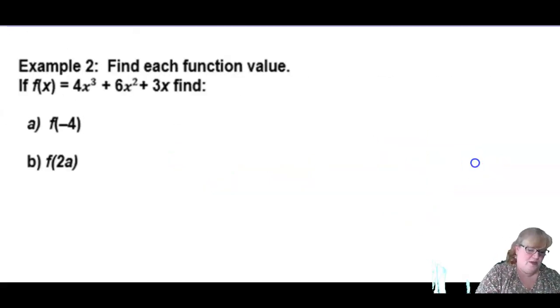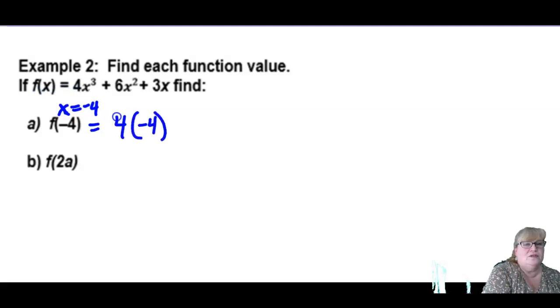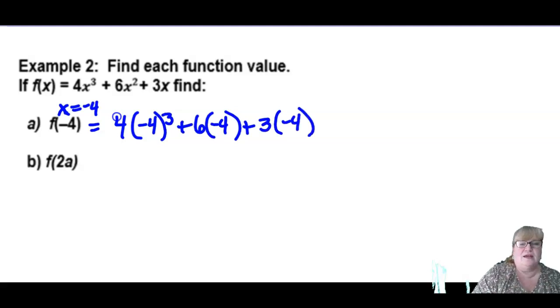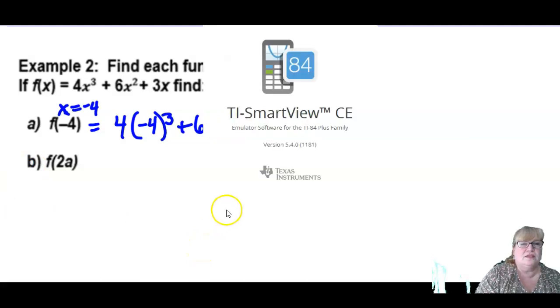All right. Then we get into function notation. I hope everybody remembers this notation, but it says f of x equals, so f of -4 means when x equals -4, find the value of the function. So it would be 4 times -4 to the third plus 6 times -4 plus 3 times -4. And we can grab our calculator for that one. See if I can manage to get this off on the side so we can see it.